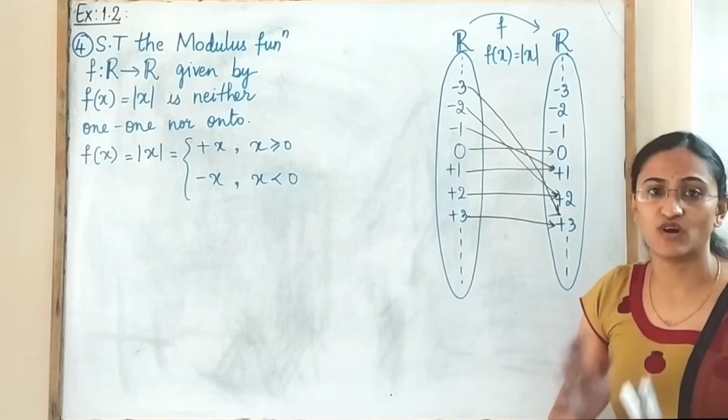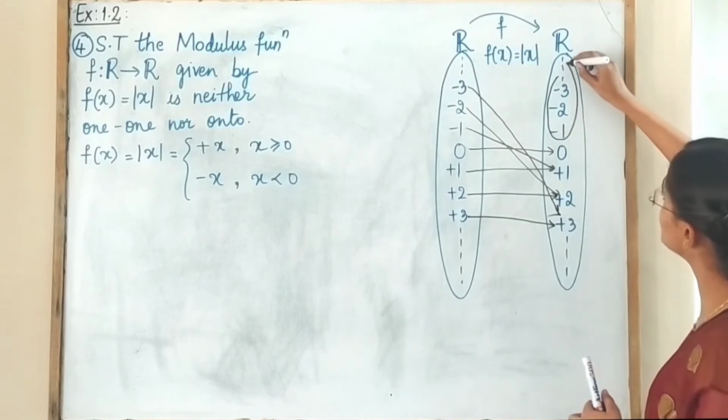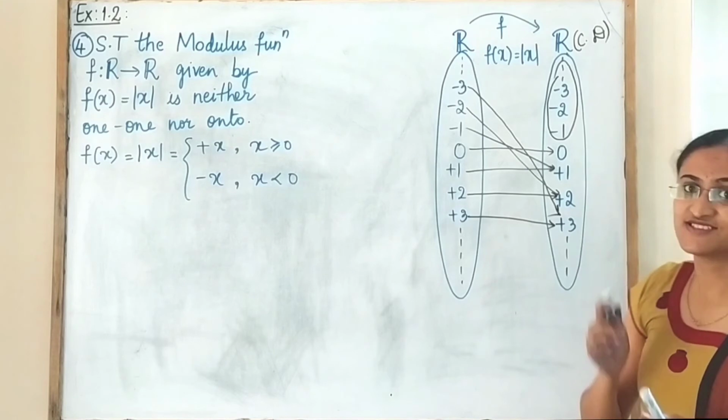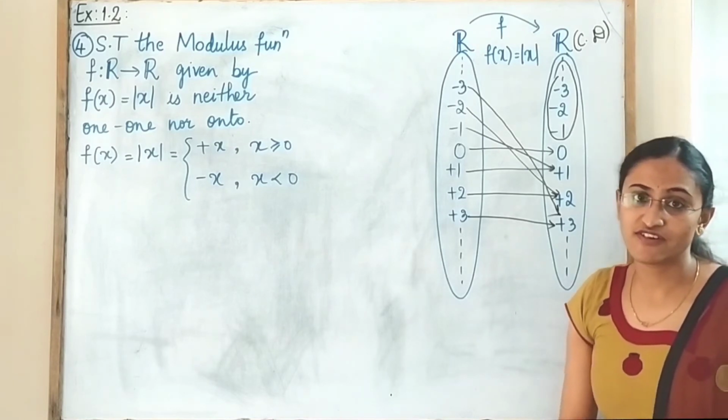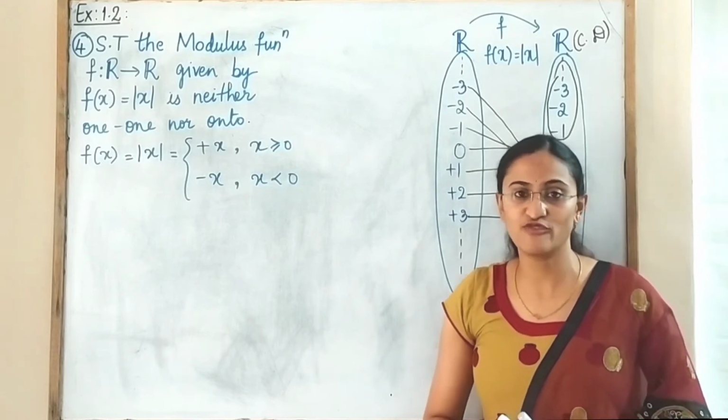can conclude that it is not one-one, and you may also notice that all the negative numbers which are there in the codomain R are not being mapped, and hence you can conclude that the range of the function is not equal to the codomain, and hence it is not an onto function.